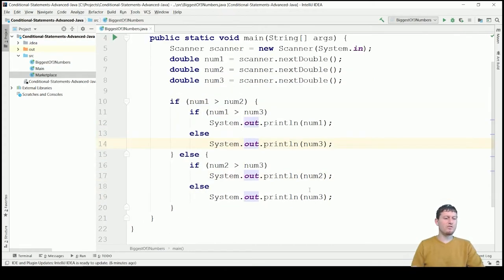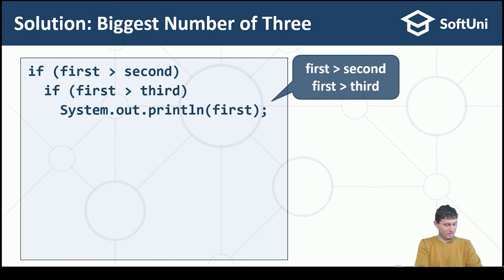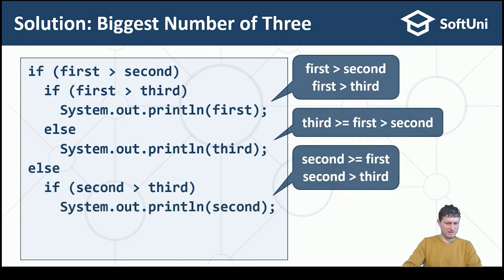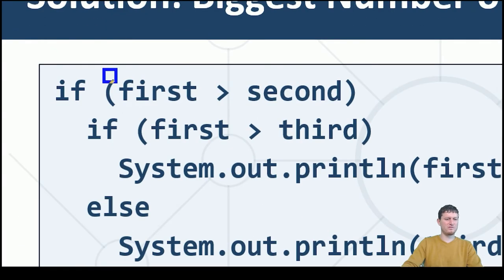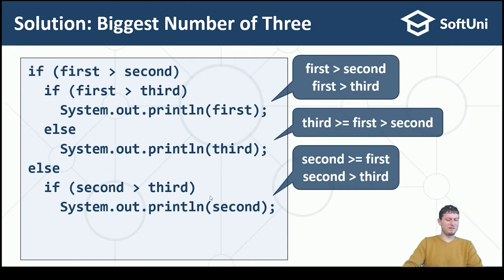Okay. So the solution I had in mind before the start of this lesson is to check whether the first is bigger than the second. If the first is at the same time bigger than the third, it's true that the first is bigger than both second and third. Otherwise, the third is bigger than the first, which is bigger than the second, so the third is the biggest. Otherwise, we have that the second is bigger than the first, because it's the opposite of this. And at the same time, I have the second bigger than the third, so the second is bigger than both first and third, or equal, but this doesn't matter.